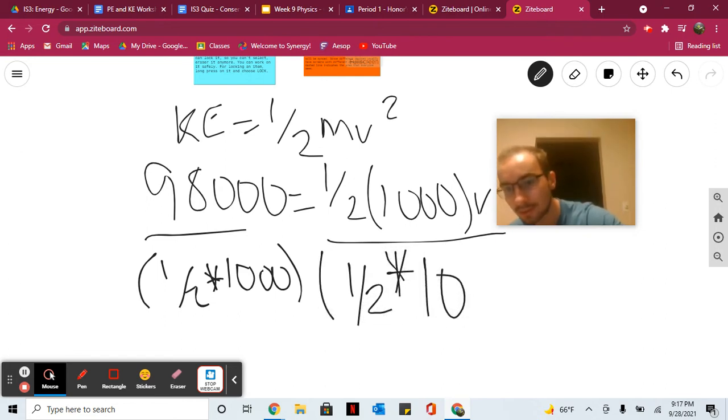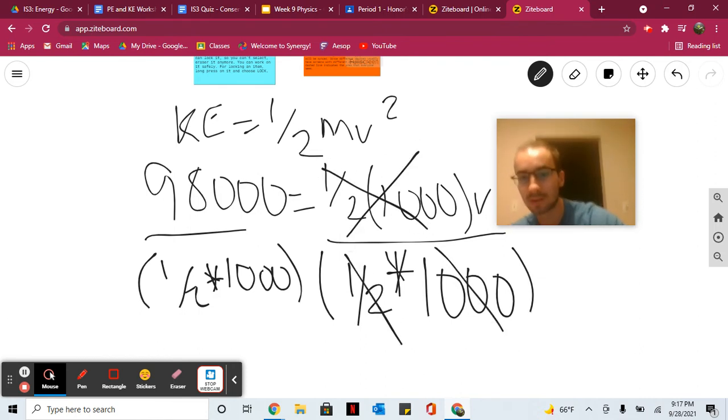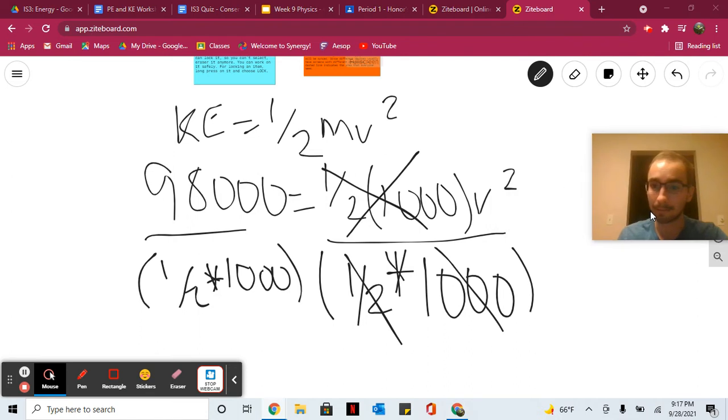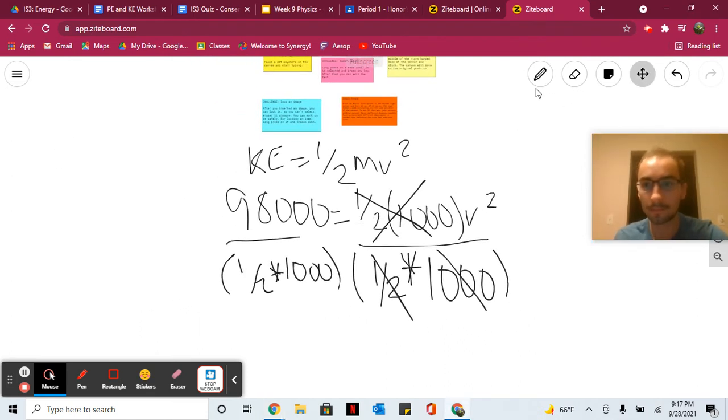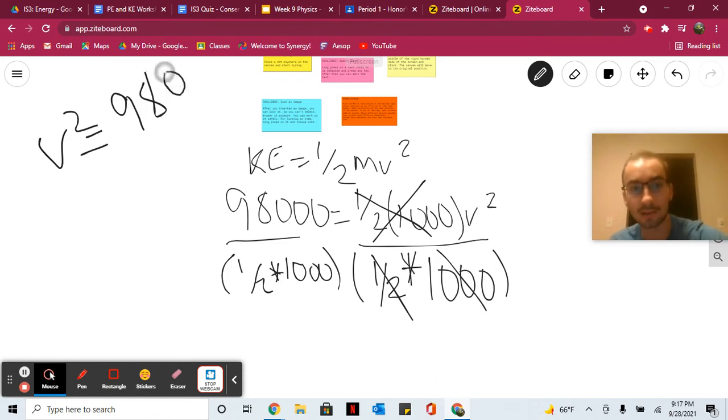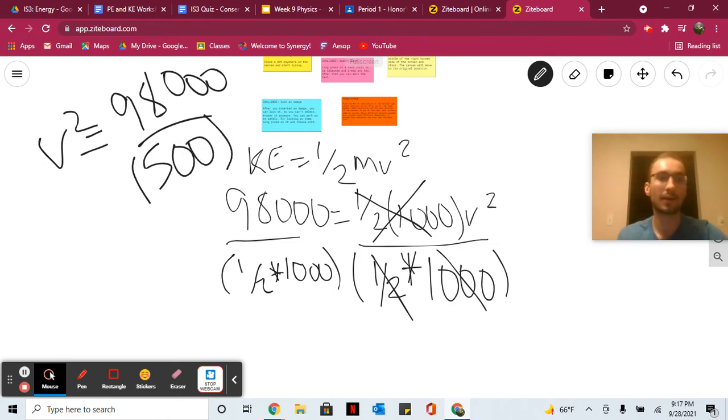Times 1,000. The 1/2 and 1,000 cancel out, and we're left with V squared equals 98,000 divided by 500, which is a 1/2 times 1,000. If you put it on a calculator, you'll get V squared is equal to 196.